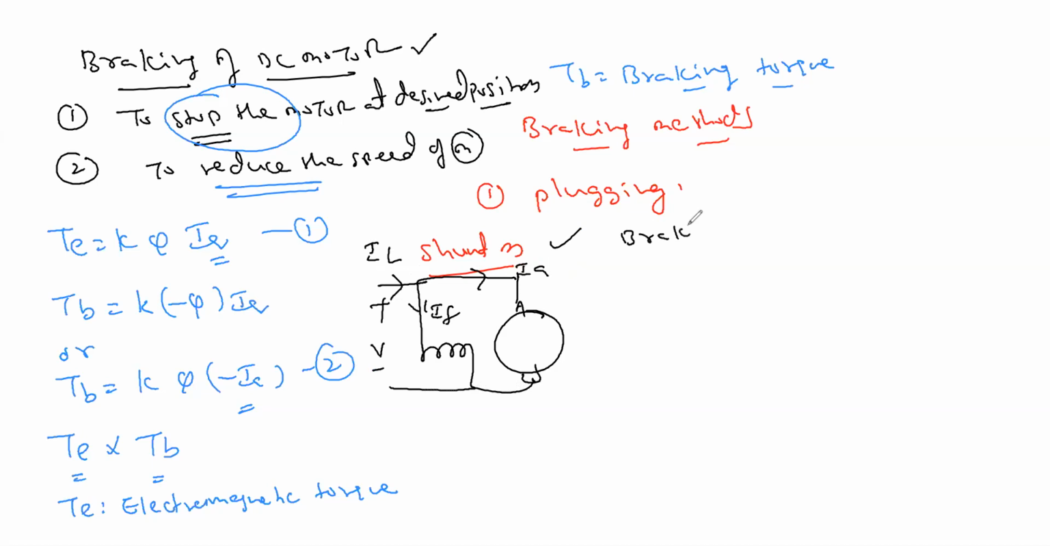Then in braking mode, what happens in plugging? So what I'm doing here now: A1, A2, F1, F2 terminals I'm representing. So what is the armature current? How is it going? A1 to A2. This is how the current is going.